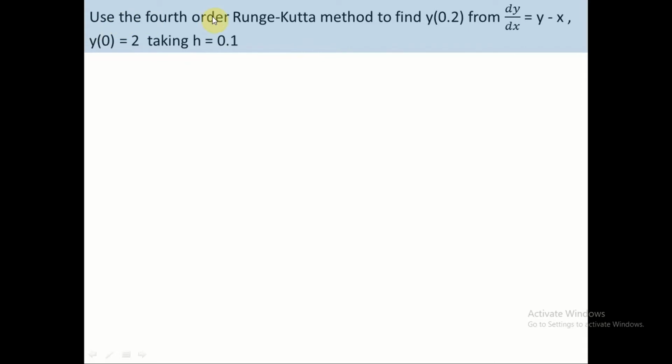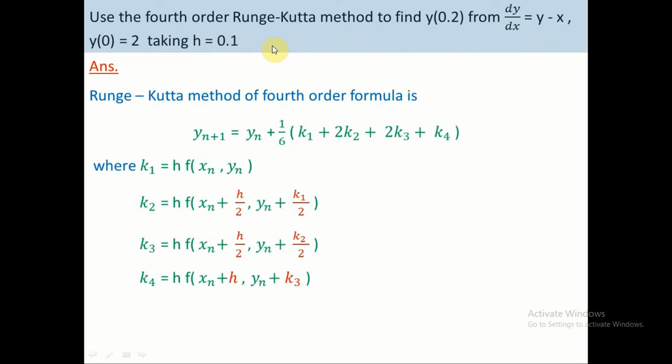Question is, use the fourth order Runge-Kutta method to find y of 0.2 from dy by dx equal to y minus x, y of 0 equal to 2, taking h equal to 0.1. First of all, let us write the formula of Runge-Kutta method of fourth order.